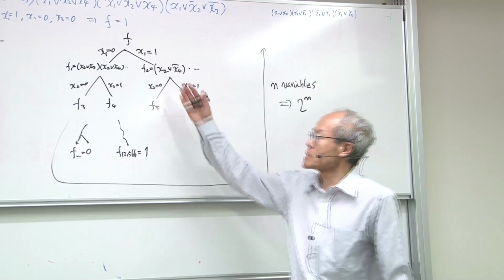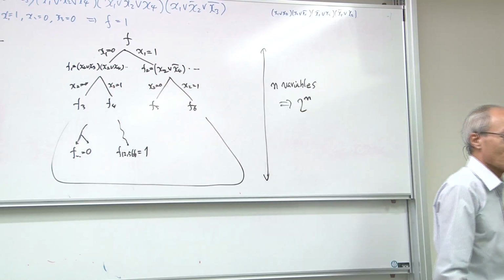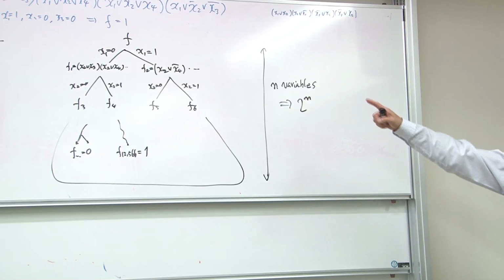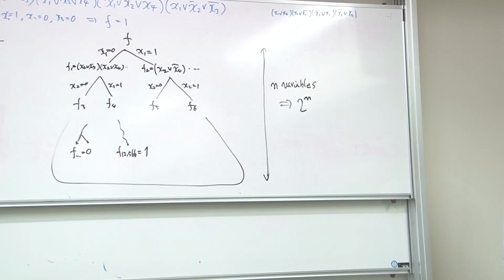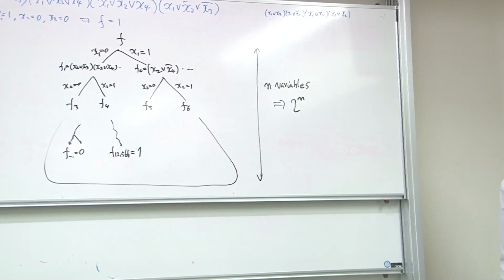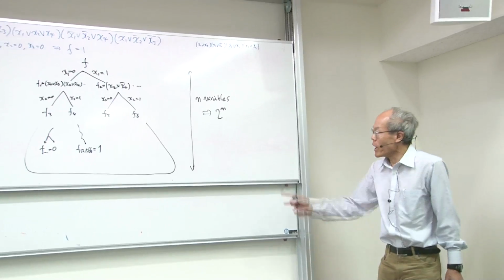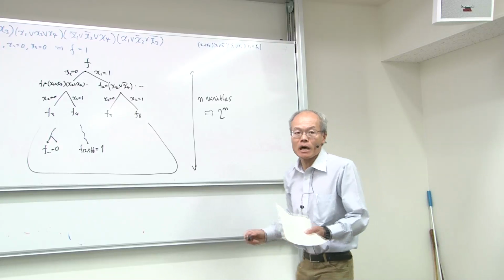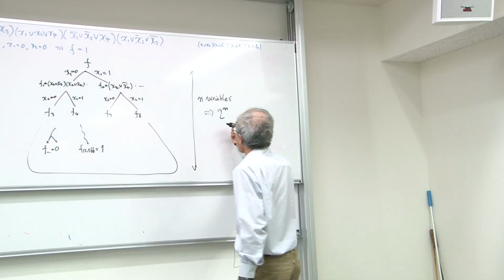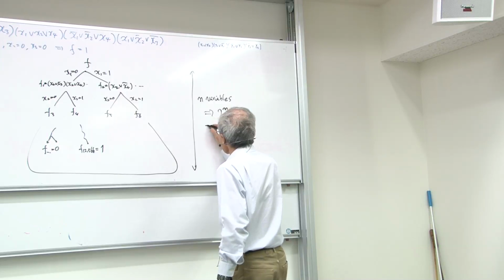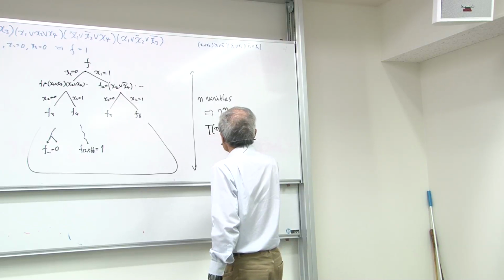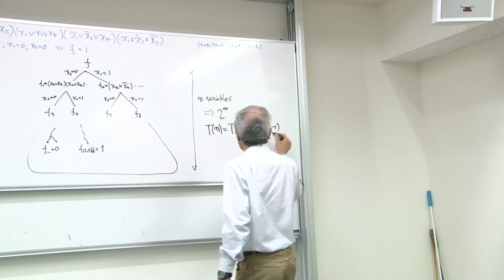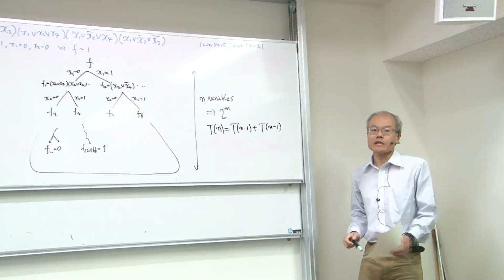Backtrack means just this kind of standard exhaustive search. So the size of the whole search tree can be as large as 2 to the n. Why 2 to the n? Of course, this is a binary search tree, so it's obvious. But if you would like to use a recursion formula, then T of n is T of n minus 1 plus T of n minus 1. This is your recursion formula.